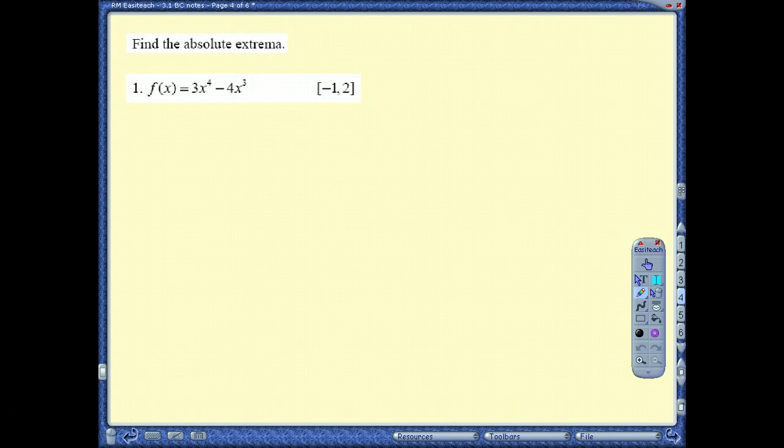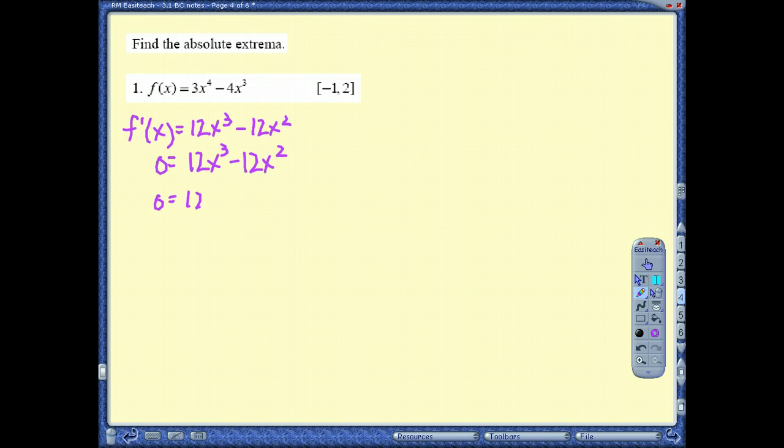First thing we're going to do is find the derivative. The derivative of 3x to the fourth is 12x to the third. The derivative of 4x to the third is 12x squared. This is a polynomial, so there's no place where my derivative is undefined, so I'm going to go ahead and set it equal to 0 and find those critical points that come from where my derivative is equal to 0.